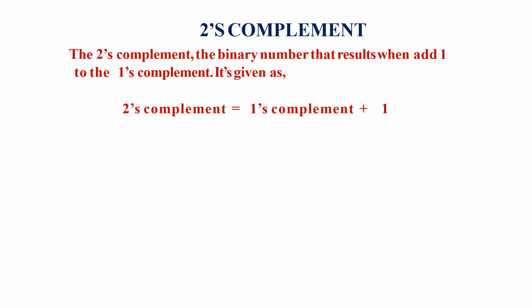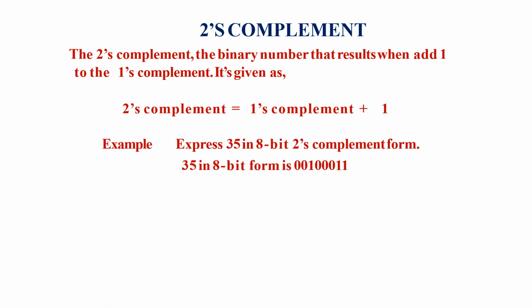Next is 2's complement. For the given binary number, first you write the 1's complement, and then add 1 to the LSB bit. That gives you the 2's complement value. For example, express 35 in 8-bit 2's complement form. 35 is a decimal number, so first we write the equivalent binary number, which is 00100011.